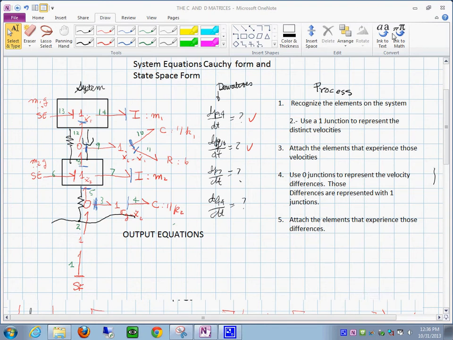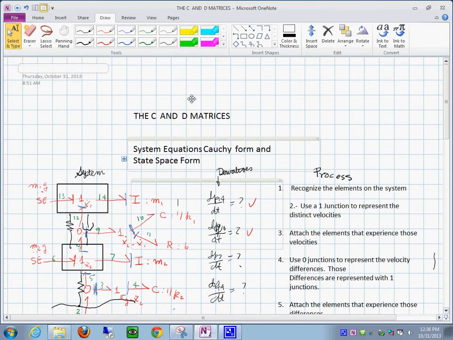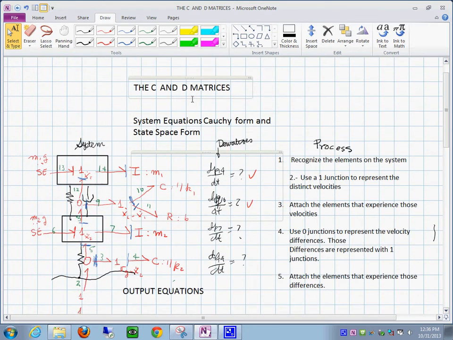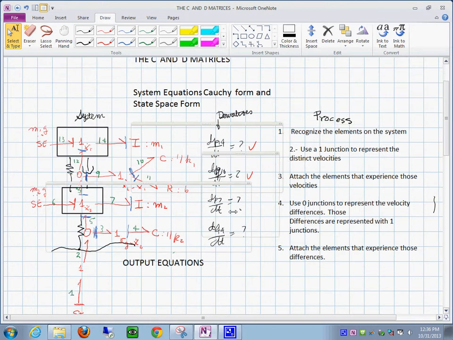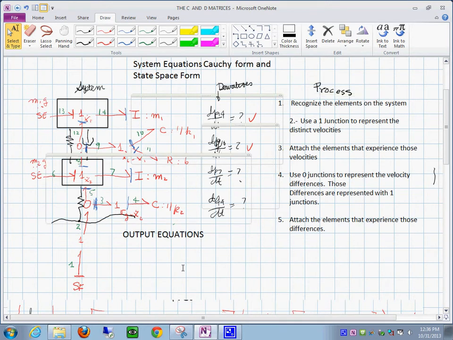Today we are going to see the second part of the state space form. We need to find the so-called output equations, and we need to find out the C and the D matrices. So that's the topic of today's lecture, to find the C and the D matrices. Now, in order to do this, I am going to remind you about this example that we were working on last time, and maybe make some comments about it.